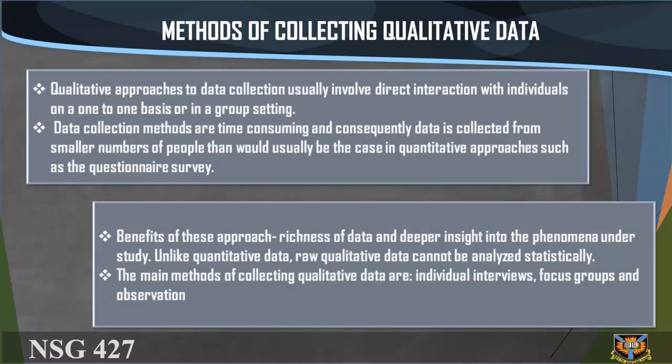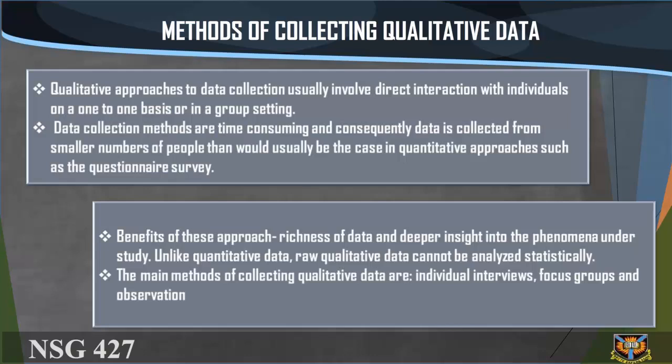Methods of collecting qualitative data. Qualitative approaches to data collection usually involve direct interaction with individuals on a one-to-one basis or in a group setting. Data collection methods are time-consuming, and consequently data is collected from smaller numbers of people than would usually be the case in quantitative approaches such as the questionnaire survey. The benefits of using these approaches include richness of data and deeper insight into the phenomena under study.